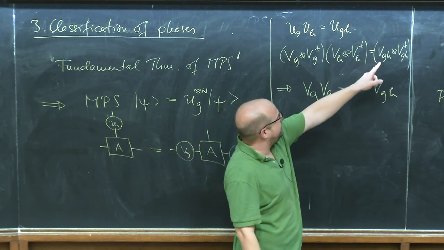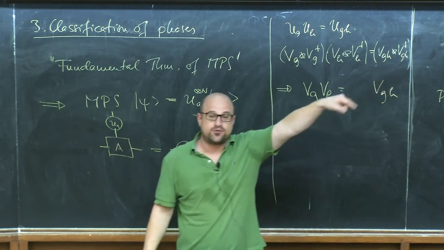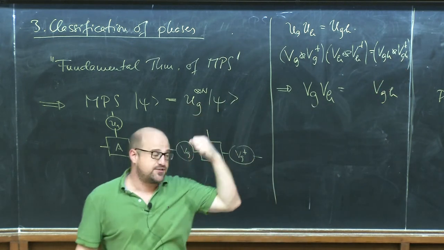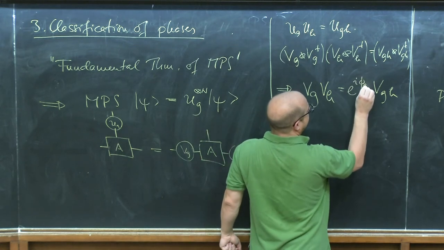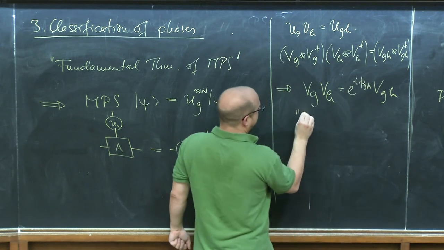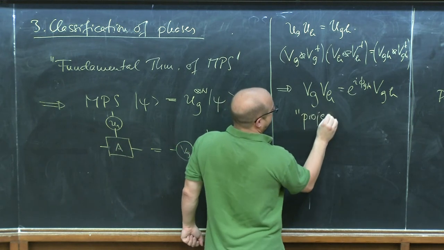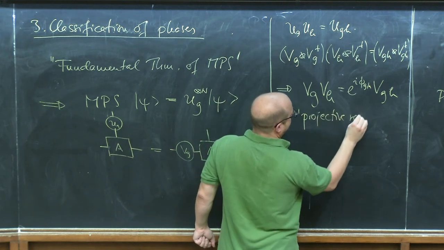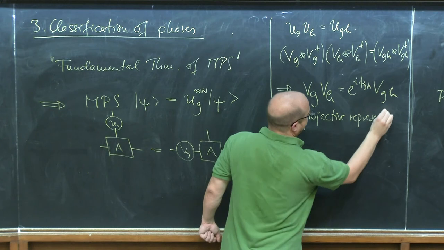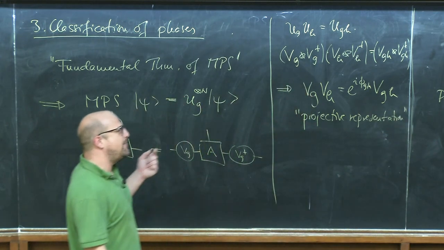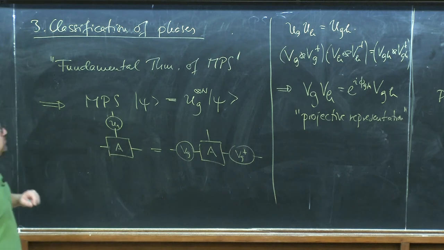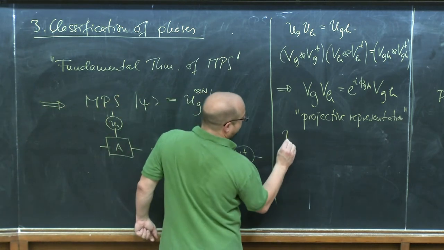But the point is the phase is not well defined because it's a dagger. It could compensate for any phase which I have on the other side. So really, I only get this equivalence up to a phase. And this is what is known as a projective representation. So a particular example would indeed be the case where UG is a spin rotation of an integer spin.